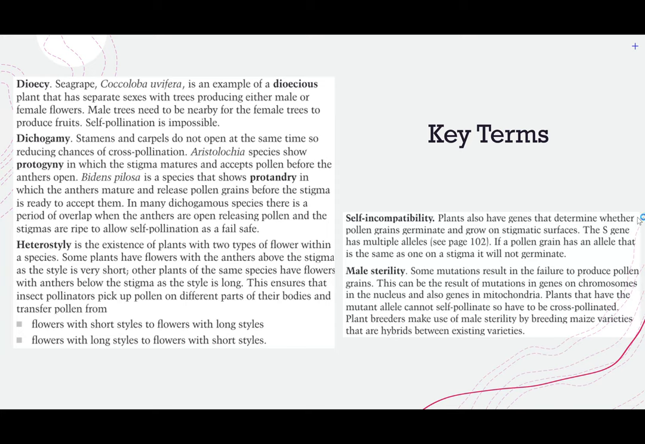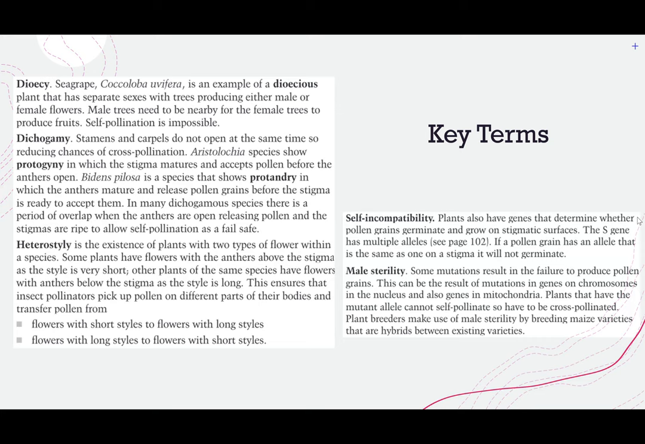In a species like Bidens pilosa, we're going to have protandry, right? So this means that the anthers will mature and start to release pollen grains before the stigma is ready to accept them. So in this case, in protandrous plants, it's going to be releasing pollen grains to other plants for cross-pollination before its own gynoecium is developed. So that's generally what's happening here. So in many dichogamous species, there is a period of overlap when the androecium opens, releasing pollen, and the stigmas are ripe enough to allow for self-pollination as a failsafe.